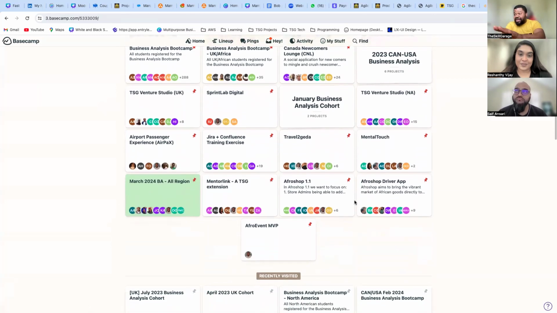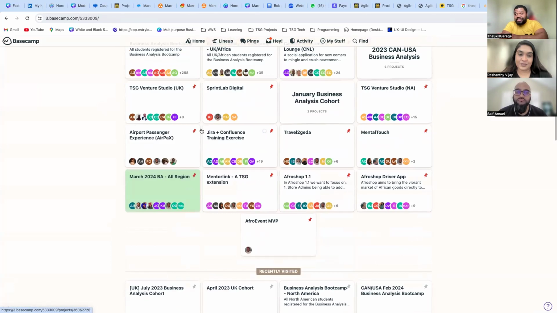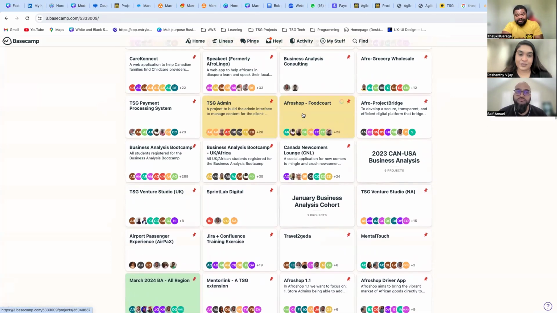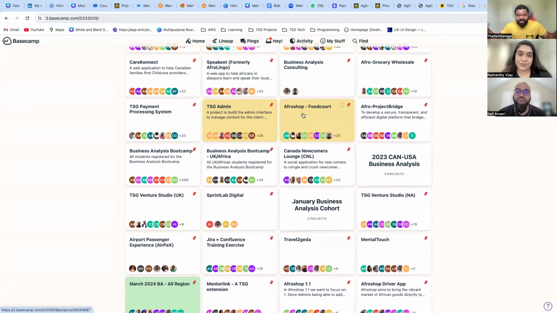You can see this board alone is for projects. This is for the cohort. This board alone is for projects. So you see, there's a whole lot of projects for you to manage. You can manage as many as 2 projects if you want, or 1 project.